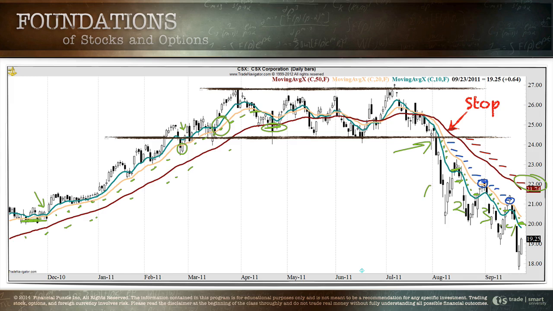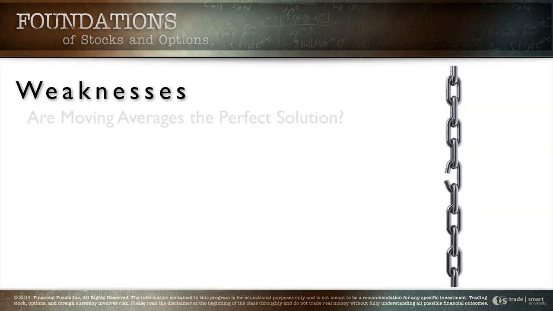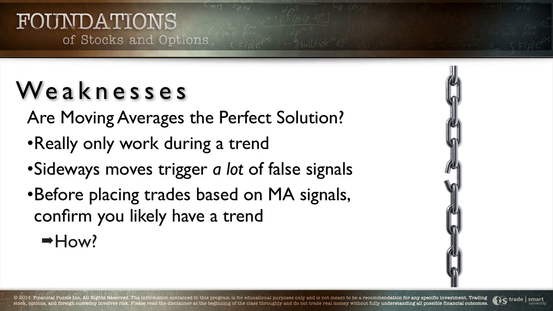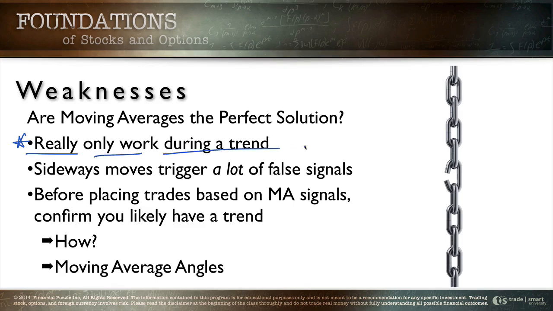All right, let's talk about the weaknesses. Nothing is perfect. No trading system is perfect. If it was, we would call it the perfect trade. There is no perfect trading system. There are some really good ones. And so let's understand this. Moving averages are not the perfect system. They really only are going to work during a trend. You need to remember this. In a sideways move, you're going to get triggered into a lot of false signals. Be aware of that. Okay? You're triggered into a lot of false signals.